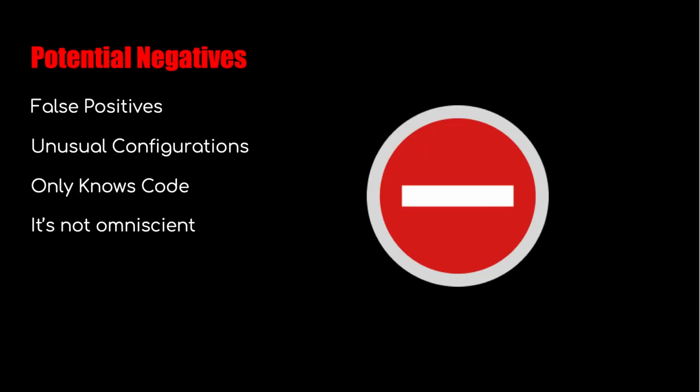While Brakeman has a lot of positives, some things you may want to be cautious of is the potential for false positives. And if your project has an unusual configuration file, it might present inaccurate results. Brakeman only knows code, so it cannot predict external factors, and it is not omniscient, so its interaction between files is not always assessed accurately.